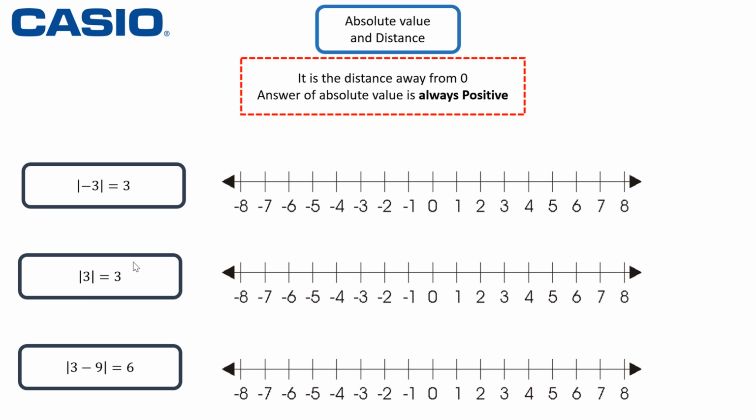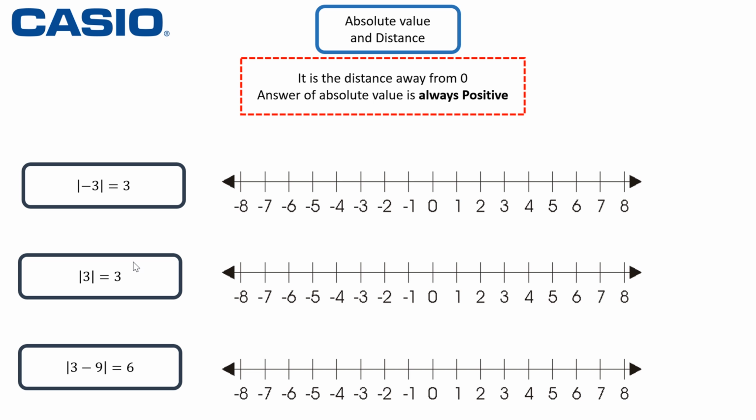Absolute value and distance. What do you mean by absolute value? The absolute value of a number is the distance away from 0. How much that number is away from 0. The answer of absolute value is always positive. Why always positive? Because distance is always measured as a positive number. For example, if I need to find the length of a table, I cannot say that the length of the table is -3 meters. I will say it is 3 meters. Distance and measurement are always positive.